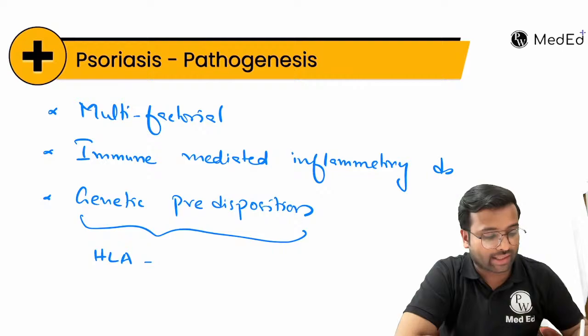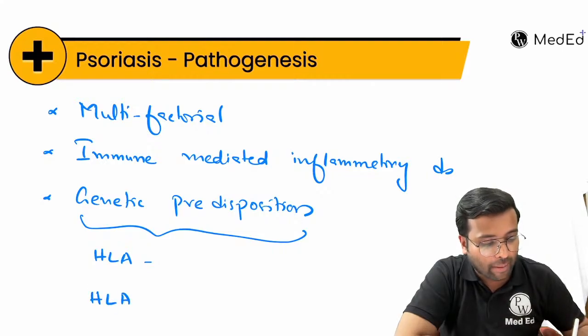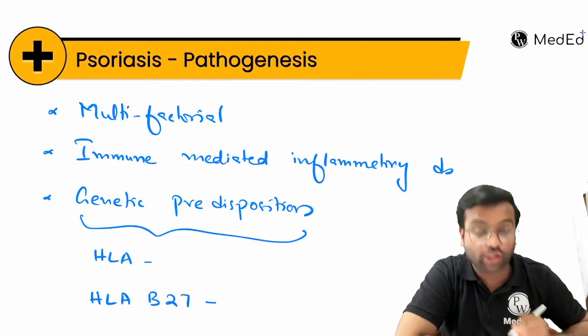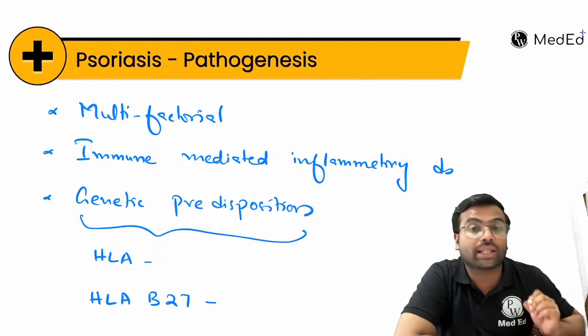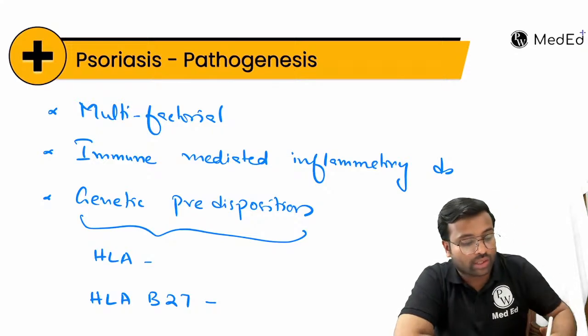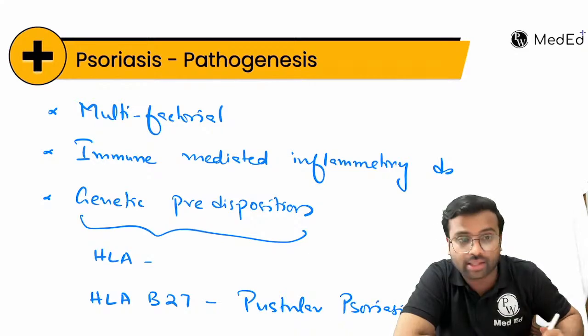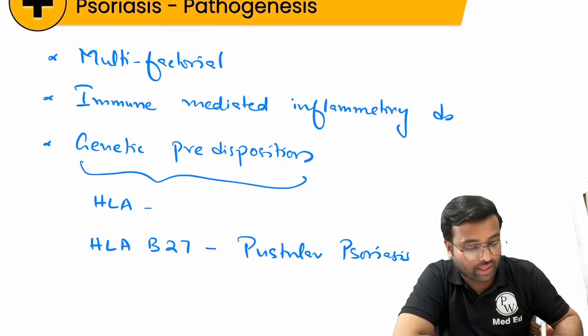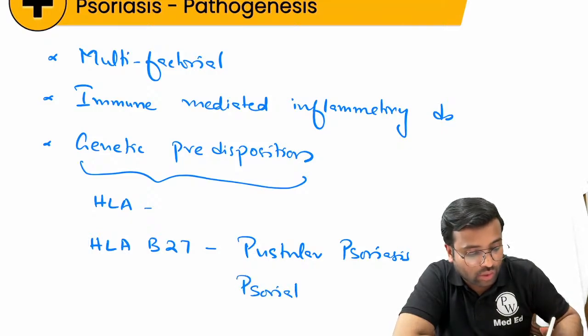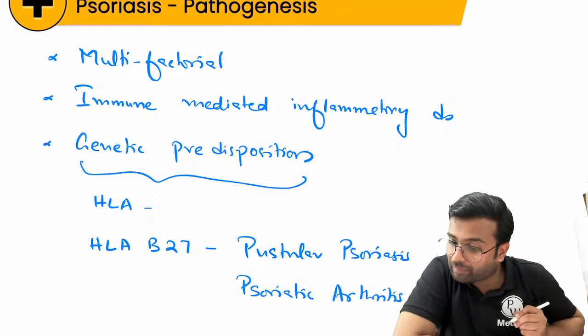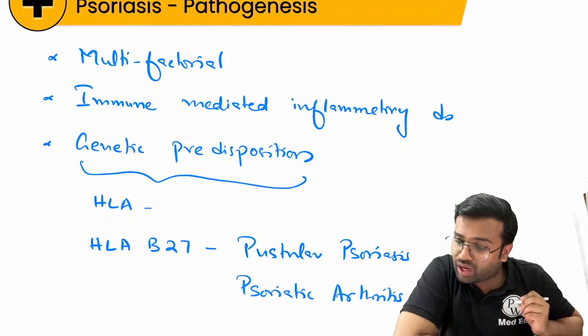HLA-B27 is one of the answers I'm getting. HLA-B27 is also right. But please remember, HLA-B27 is not associated with early onset. It is associated with pustular psoriasis, as well as one more, psoriatic arthritis. Clear? Yeah. So, not HLA1.